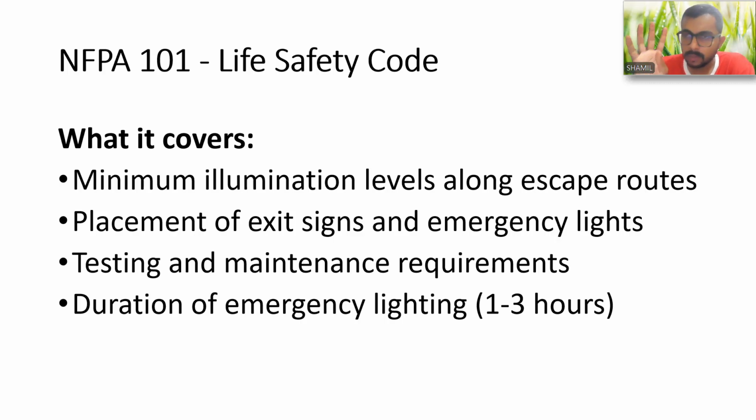So to revise, we have 4 points. The first one is it gives you the minimum illumination levels along the escape routes. It talks about the placement of the exit signs and the emergency light. The third one is it gives you the information about the testing and maintenance requirements. And the last one is it gives you the information about the duration of emergency and exit lights.